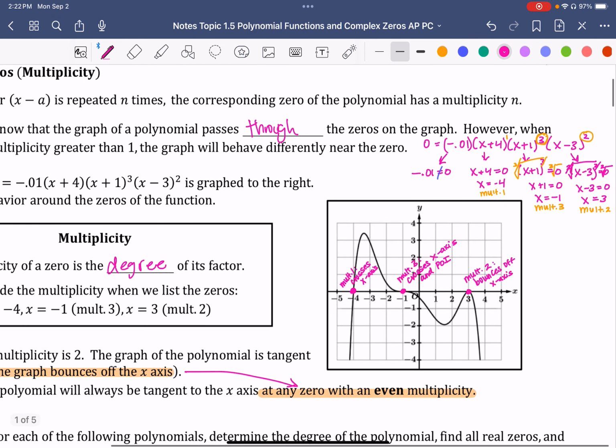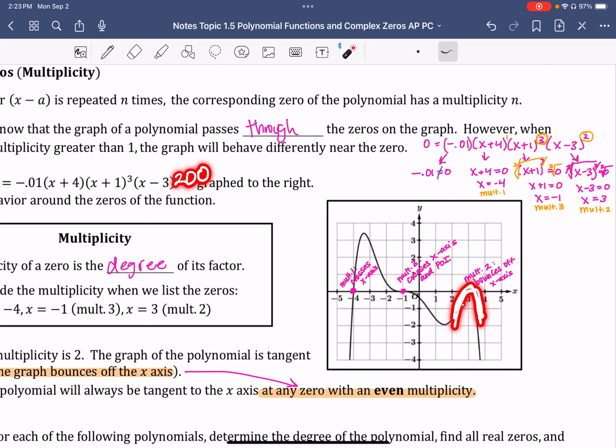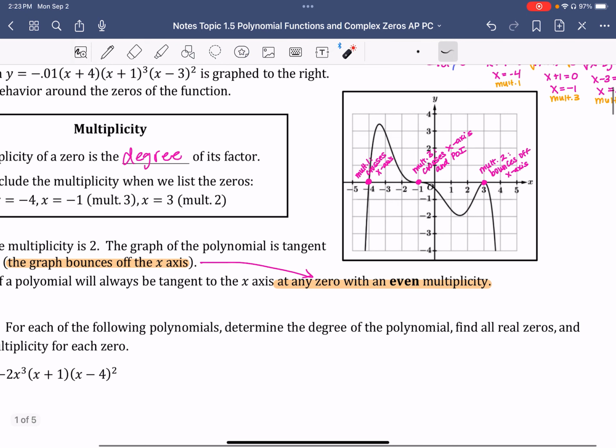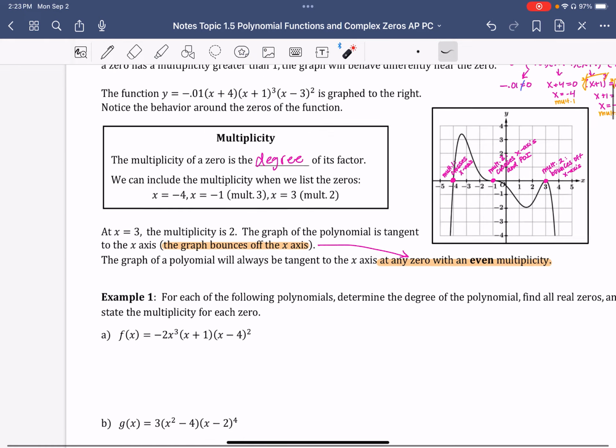So if I changed this one to have, instead of this 2, let's say I had 200. That's still an even number. This 0 would still behave the same way on the graph, that it would bounce off the x-axis, okay? So it doesn't matter how big the number is, as long as it is an even number, it'll still behave the same way. It'll be bouncing off the x-axis, okay?